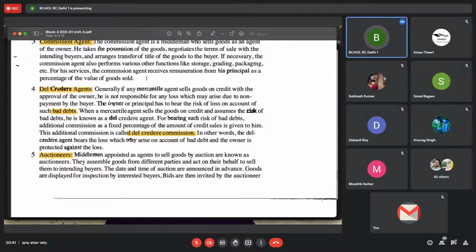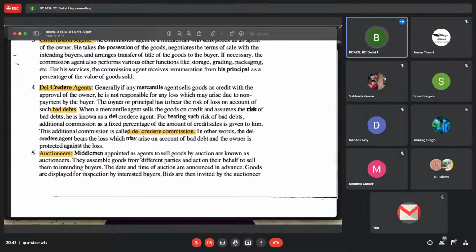So these del credere agents take the responsibility of these bad debts. Because of that, they assume the risk of having bad debts, so they get a del credere commission for that. This is the special type of functionality they're providing, that they're taking care of the bad debts as well. Then you have auctioneers.